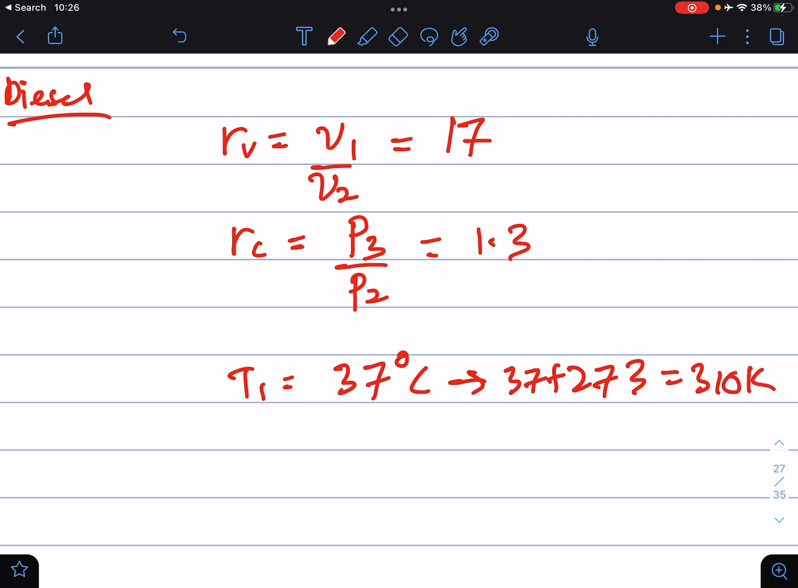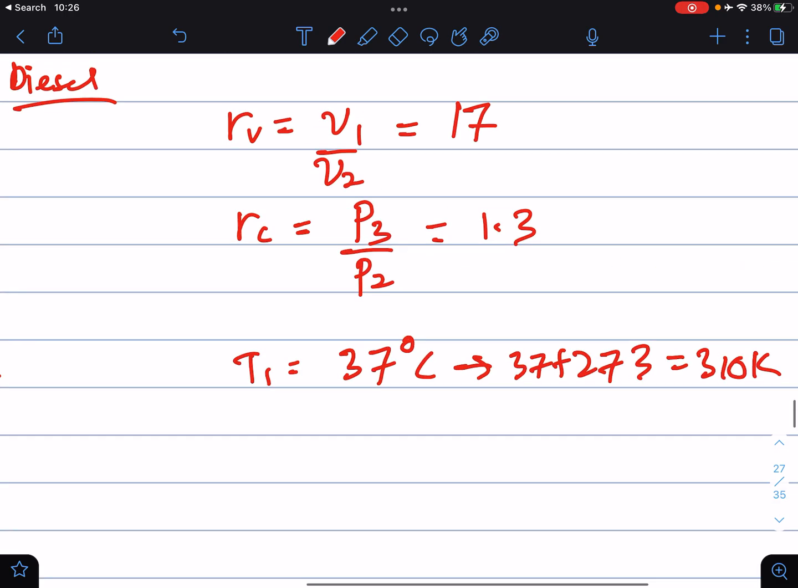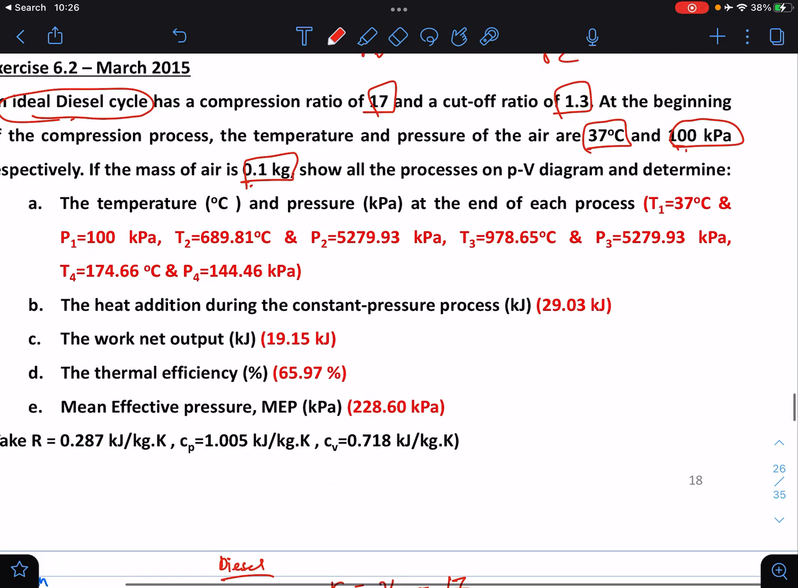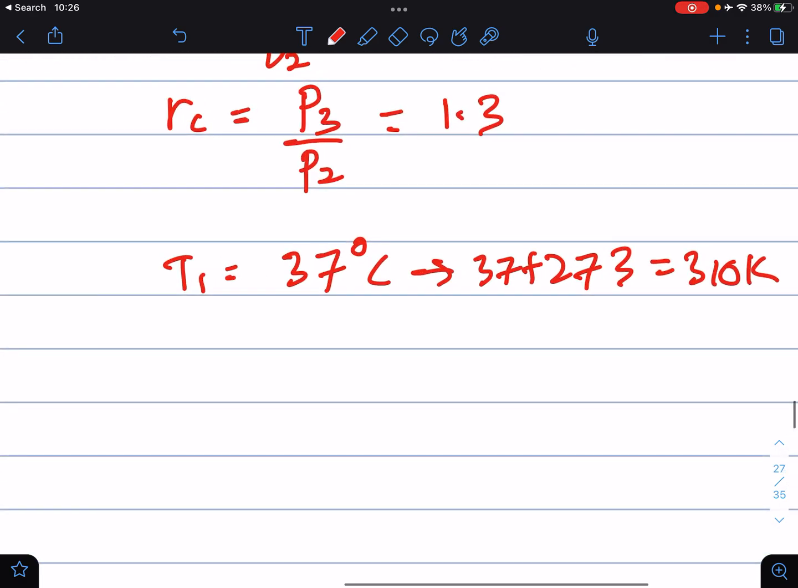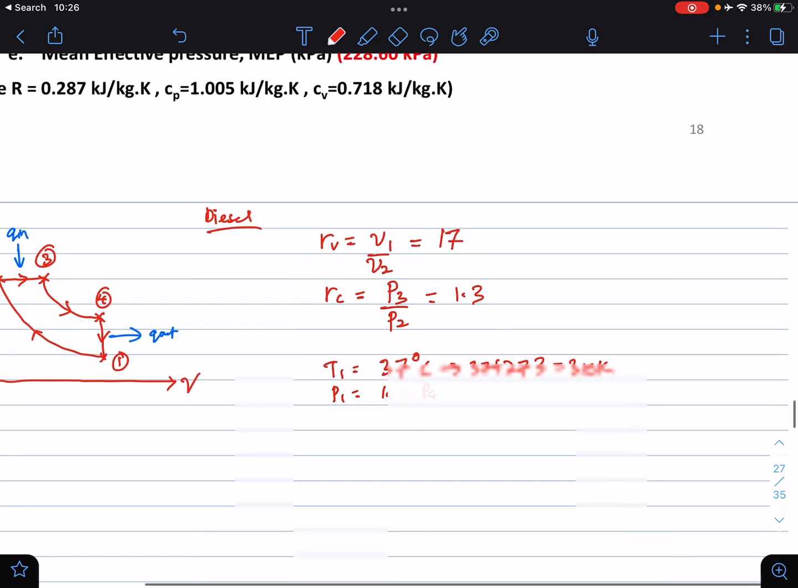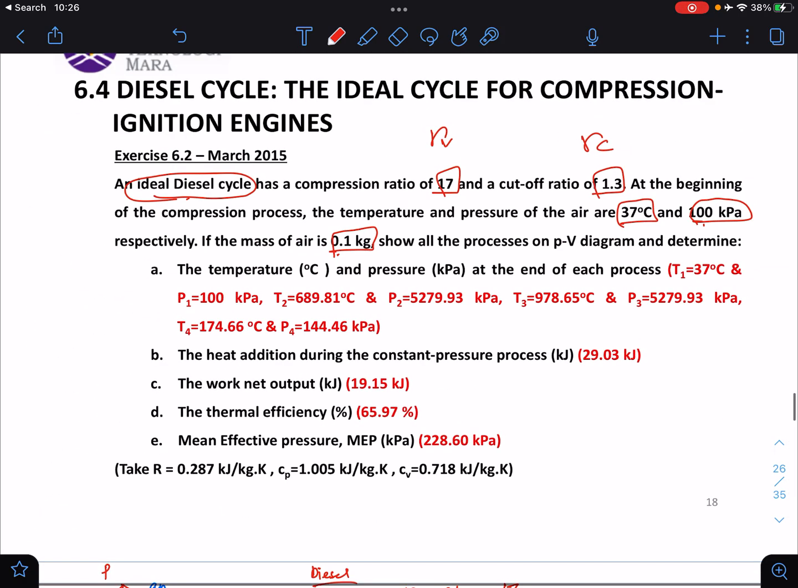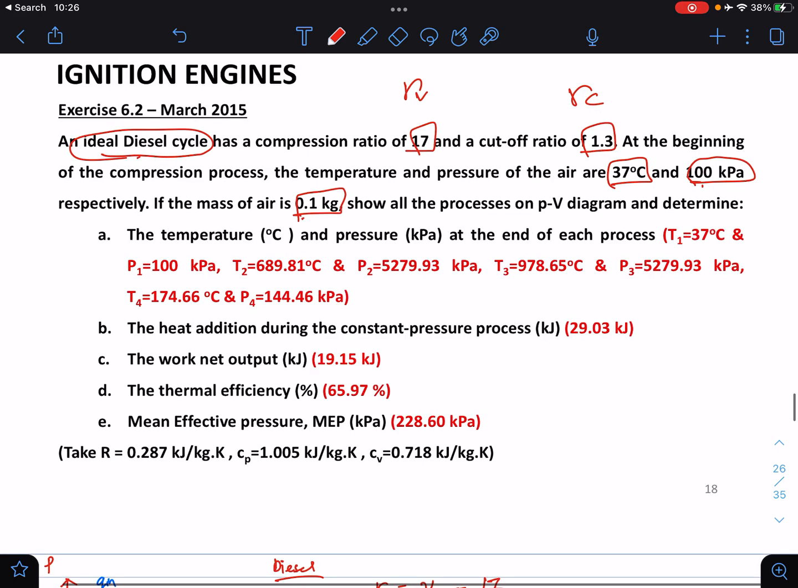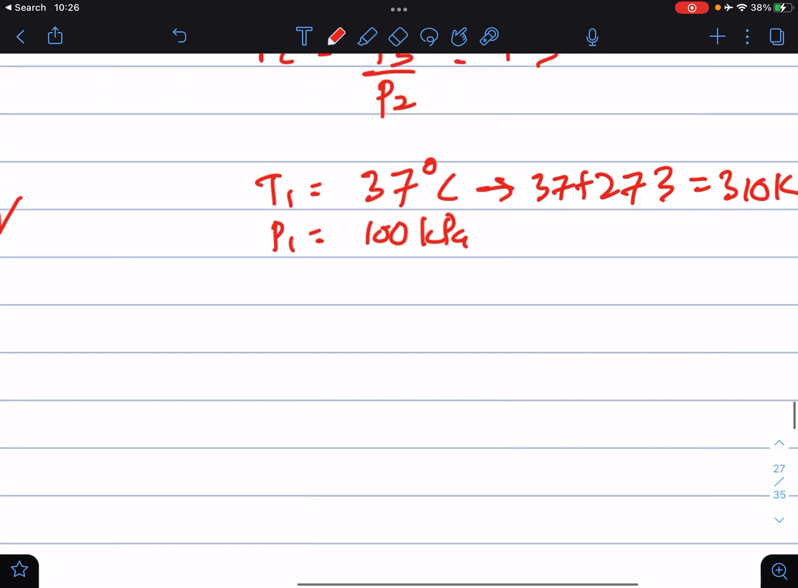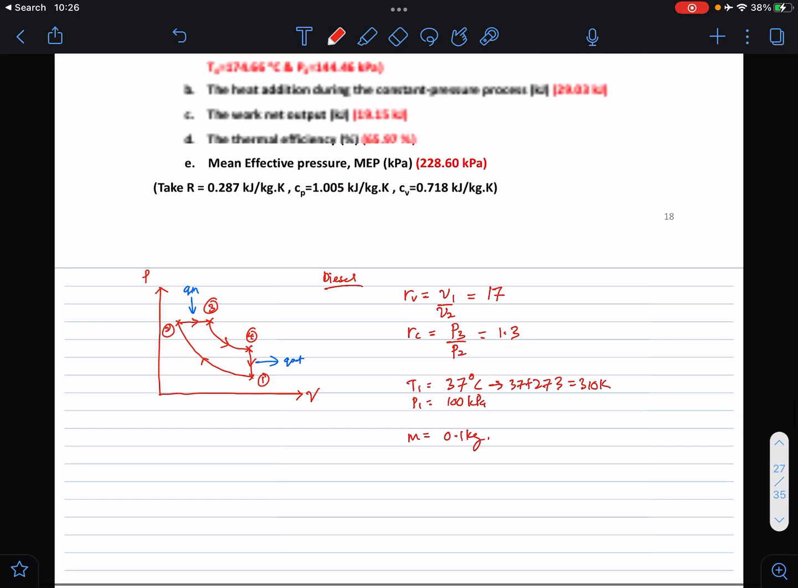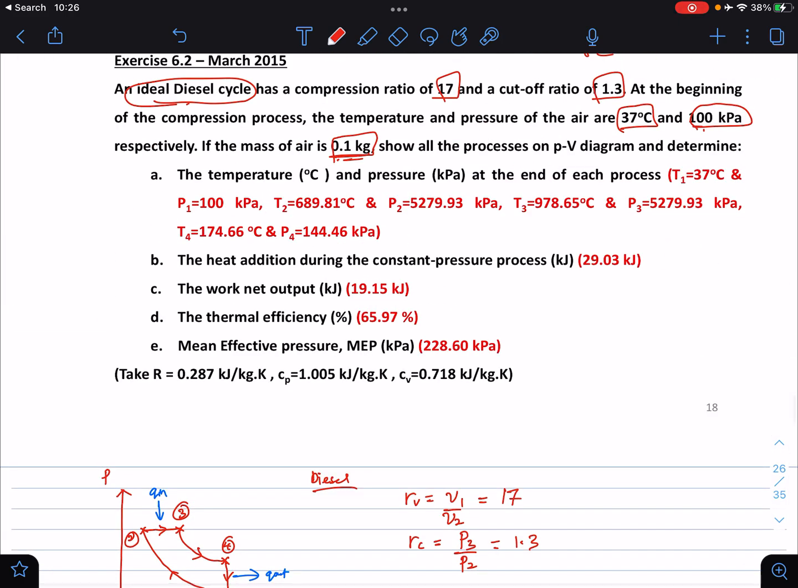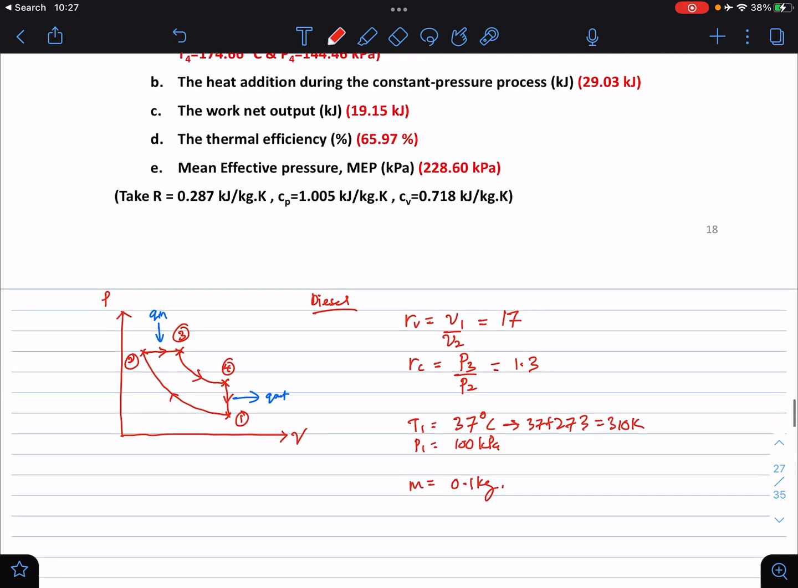What other information is here? 100 kPa. This is your P1, equal to 100 kPa, and it was given 0.1 kg as your mass. That's all the information that we get. Now is the process to solve the problem.